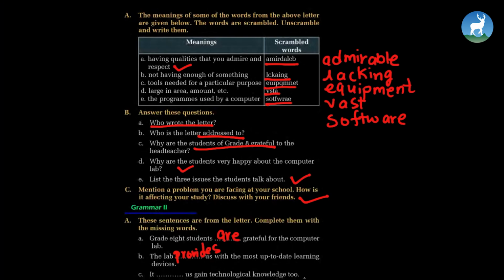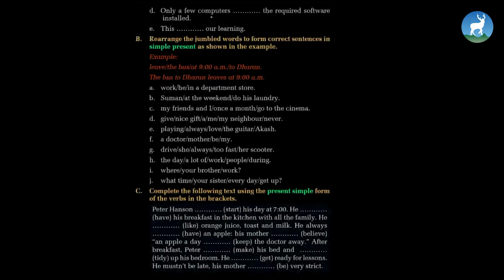Similarly, I hope you would be able to do the remaining questions given to you. There are 2 more questions left to be done in the same exercise. I hope you'd be able to do these as well. Now the next one given to us is: rearrange the jumbled words to form correct sentences in simple present as shown in the example. So let's look at the example first.